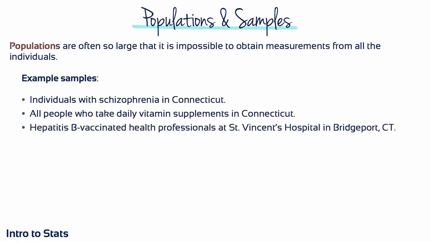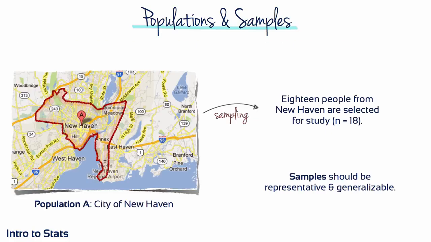Just as we saw with populations, samples can vary in size. There's likely to be hundreds or thousands of people in these samples. Or one study might examine a sample of only 18 people, let's say from New Haven. Samples should be representative and generalisable. Remember that the research started with a general question about the population. To answer the question, a researcher studies a representative sample and then generalises the results from the sample to the population.